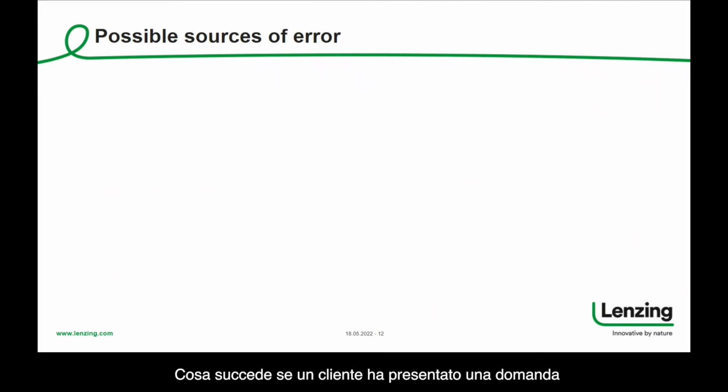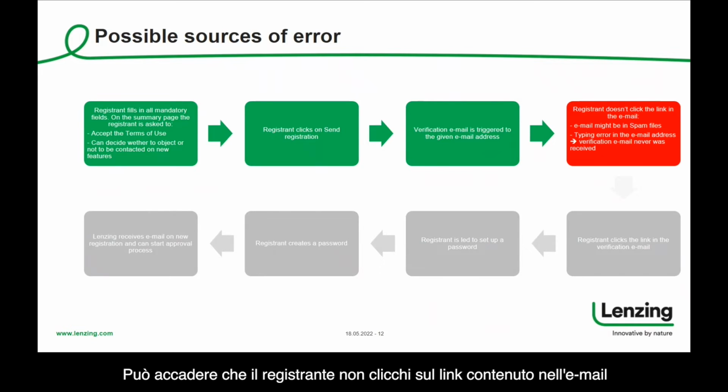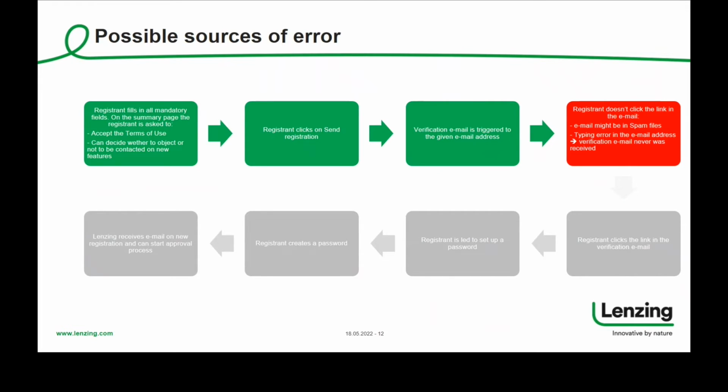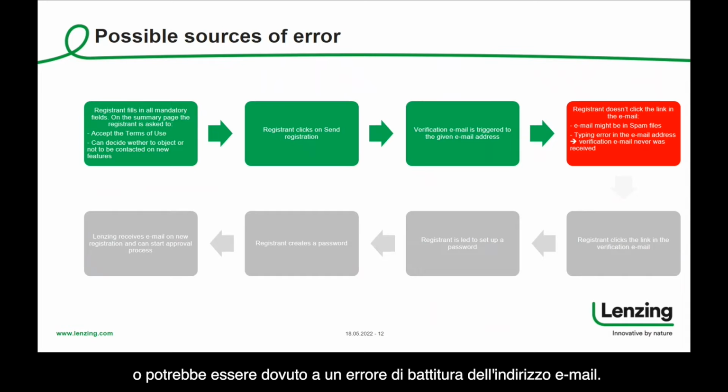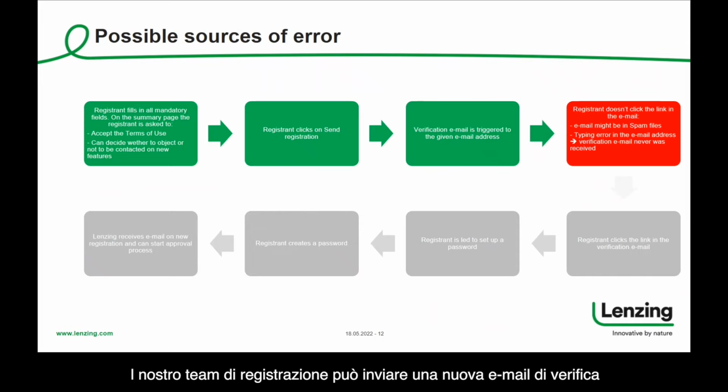What if a customer has submitted a registration application but does not receive a response from Lenzing? Let's look at possible sources of error. It can be that the registrant does not click the link in the verification email because she never received this mail. The mail might be blocked as spam, or a typing error in the email address might be the reason. If this happens, our registration team can trigger a new verification email and the process can successfully continue.